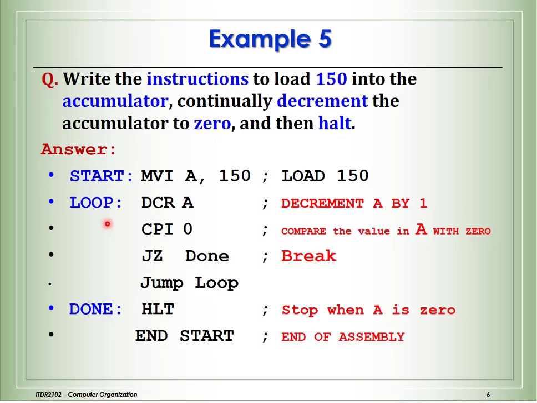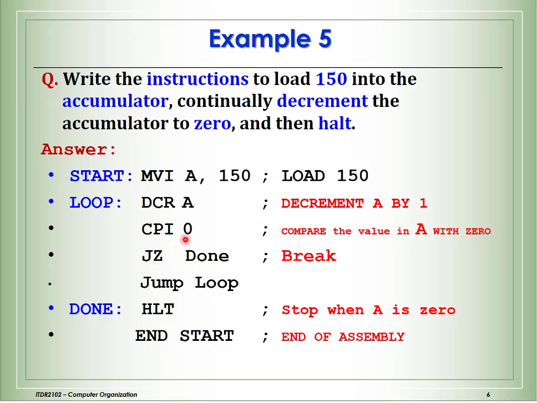Now very simple. Start, loop, done. These are the user defined names or labels. Here you see 150 is loaded into the accumulator, decremented by 1, and then the value of A is compared with 0. When the value of the accumulator is equal to 0, then we have a conditional jump. So the control will go to done and the program will stop.